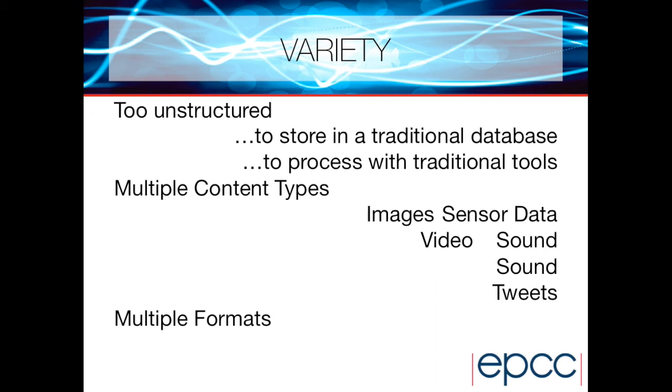The third V is variety, and this is about the fact that data is now too varied, and by this we normally mean unstructured. So it's too unstructured to store in a traditional relational database, for example, or to process with traditional tools. It's partly about the fact that whereas in the past we might have been working with files full of numbers or characters or some kind of simple tabular data, we're now working with all sorts of content types, whether that's images, sensor data, video, sound, tweets, whatever.